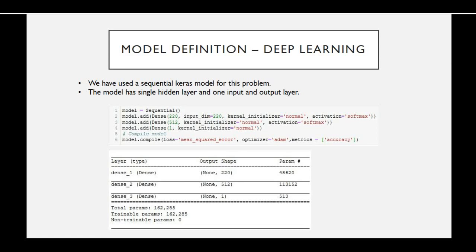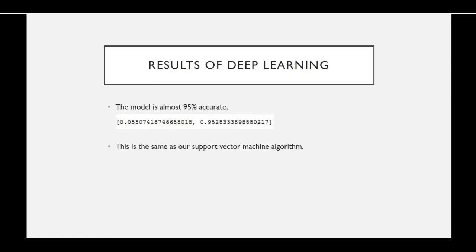If we print a summary of the network, we see that we have a total of 162,000 parameters. All of them are trainable parameters. Now we train this network for 50 epochs. After training, we apply the model to our test data, and we see that the accuracy is 95%, which is the same as our support vector machine.